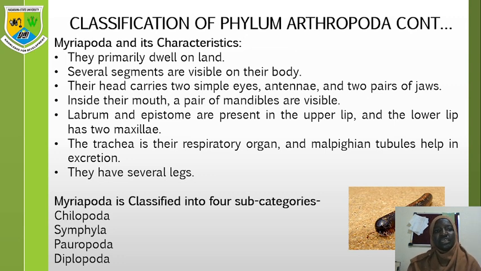The Myriapoda are primarily land dwellers. Several segments are visible on their body. The head carries 2 simple eyes, antennae, and 2 pairs of jaws. Inside their mouth, a pair of mandibles is visible. Labrum and epistome are present in the upper and lower limbs. The trachea is their respiratory organ, and Malpighian tubules their excretory organ. They have several legs. Examples are the millipedes and the centipedes.